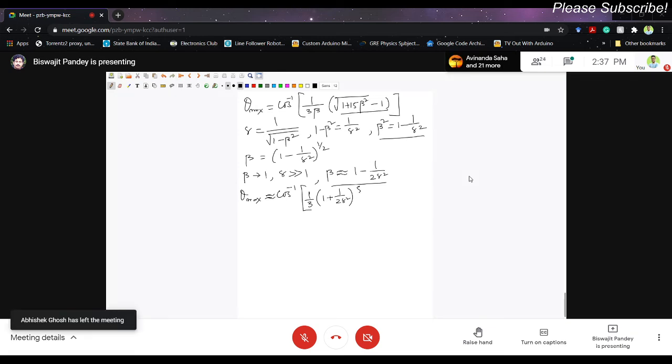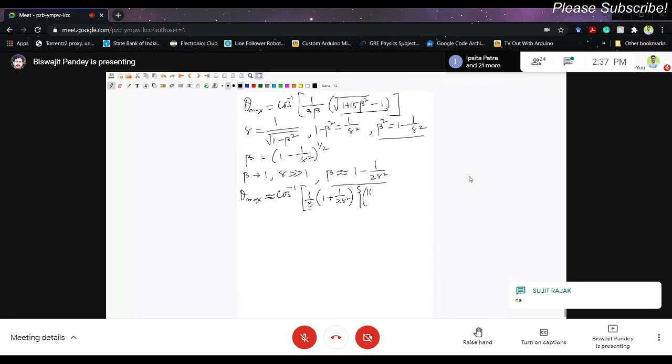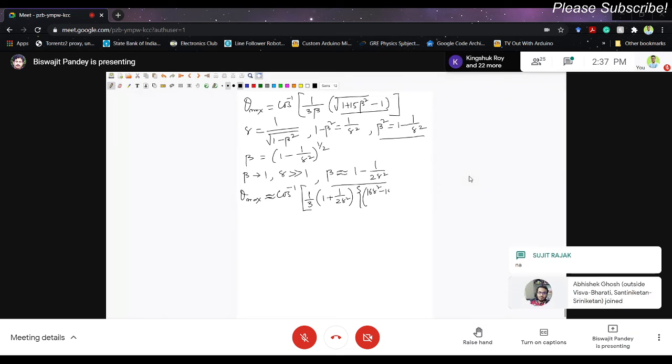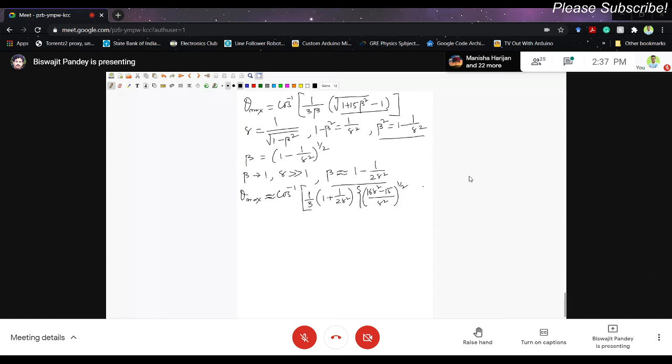So let us do that. 1 plus 15 beta square. What is beta square? This one. So 15 into 1 minus 1 by gamma square gives 15 minus 15 by gamma square. Let us do it together. 15 plus 1 is 16. If I combine them, this will be 16 gamma square minus 15, divided by gamma square, to the power half. And of course there's the minus 1 here, right, this one.